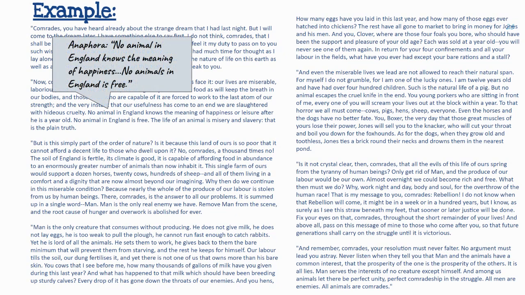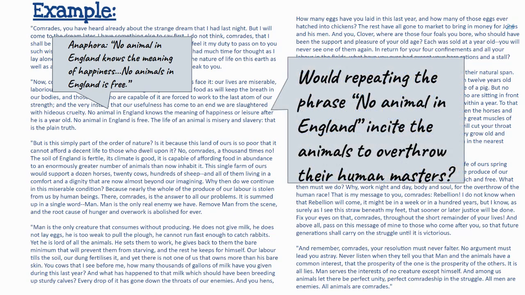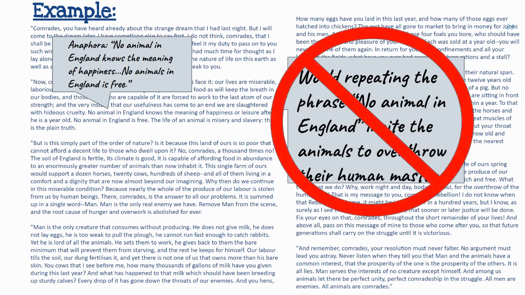Anaphora is a technique that is often used in many famous speeches, and it's a good technique. Any repetition creates an emphasis of the repeated words, and anaphora especially creates a cadence that good speakers and their listeners love. However, does the anaphora here, the repetition of no animal in England, connect easily to Old Major's purpose of inciting a rebellion? The answer is not really.